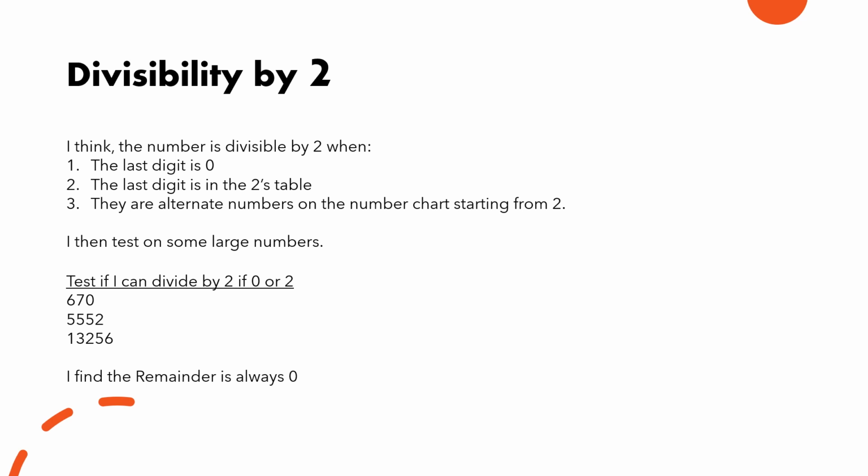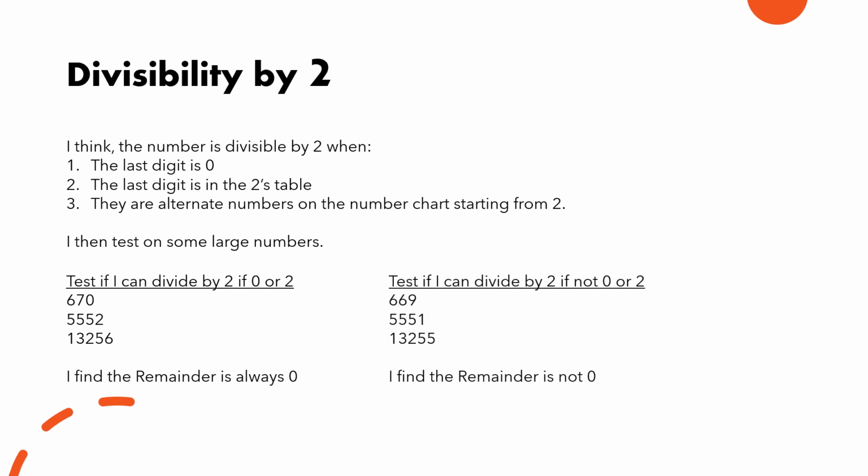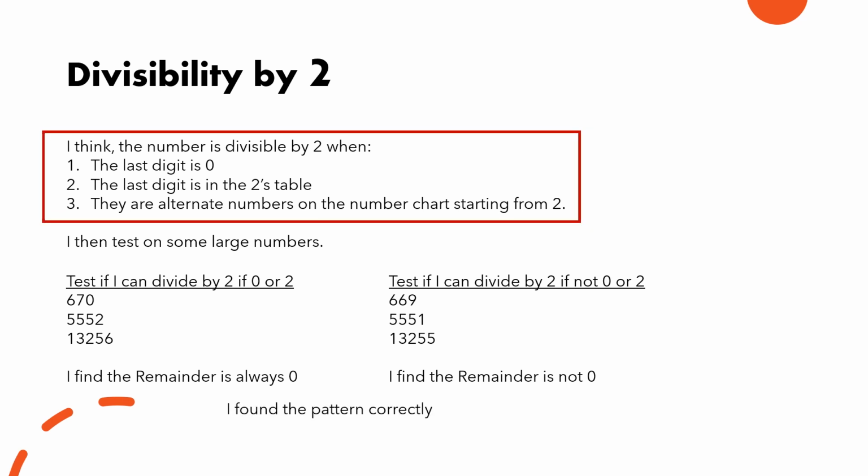First, I list down all the numbers which either end with 0 or where the last digit is in the 2's table. So I have listed down 3 large numbers. Next, I divide them by 2 and I find out that the remainder is always 0. After that, I list down some numbers which do not have the last digit as 0 or a multiple of 2. And I try to divide them by 2 and every time I do it, I get a remainder of 1. So I found the pattern correctly.